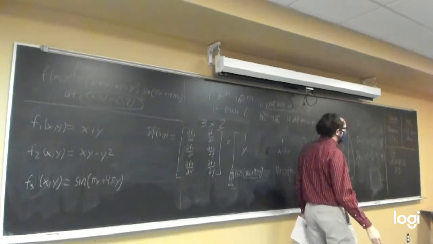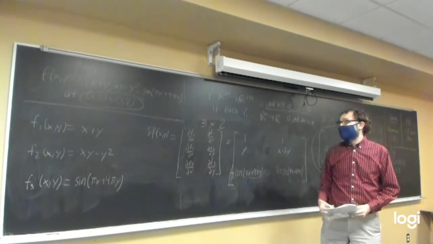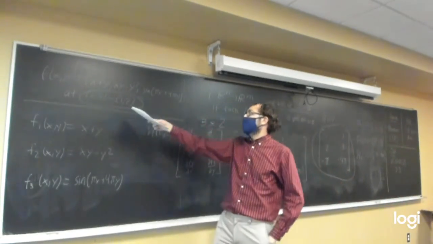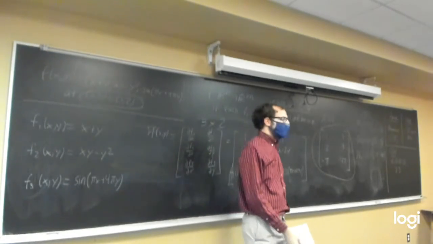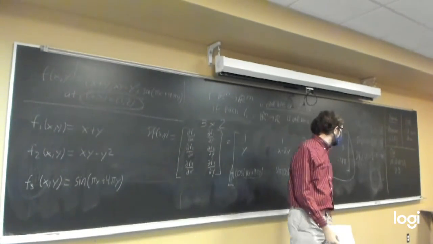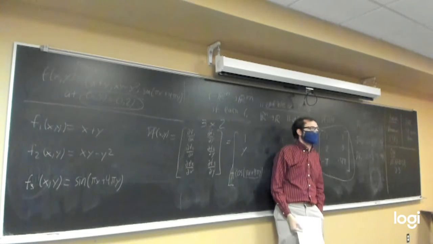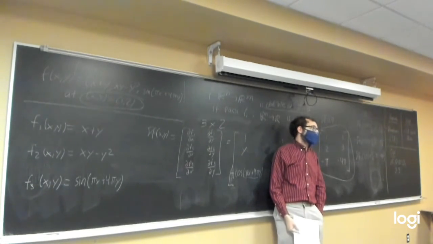So this would be sort of our final answer to the question of what is the derivative of f at the point xy equals 1, 2 here. You just stitch together the derivatives of all the component functions to get the derivative of the function as a whole.